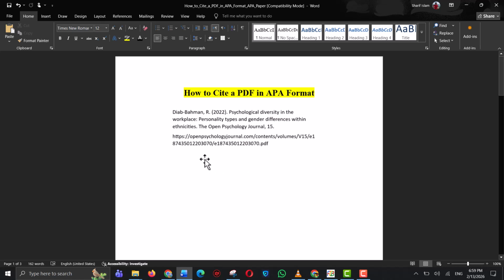Step 6. If it is a journal PDF, include the journal name, followed by the volume number according to APA guidelines, and italicize them if required. Step 7. For in-text citations, write the citation in APA style using the same format, regardless of whether the source is online only or not, typically using the author's last name and year. In-text citations connect your references to the exact sentences where the information appears.